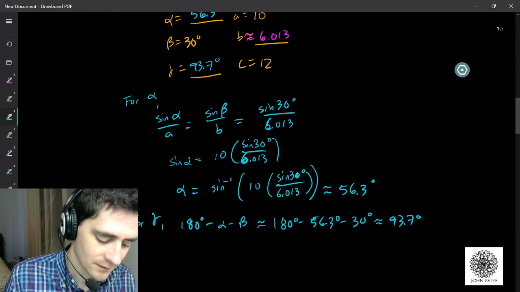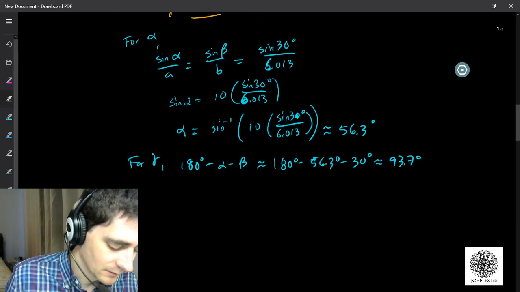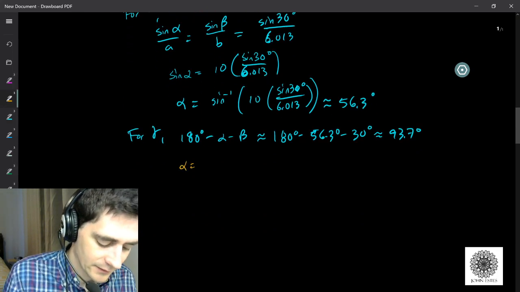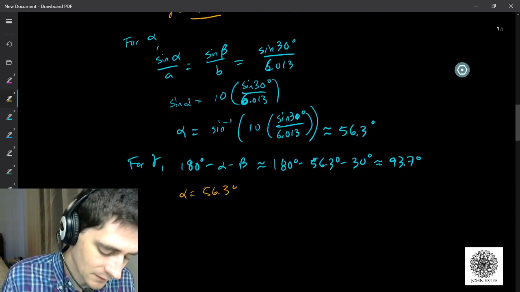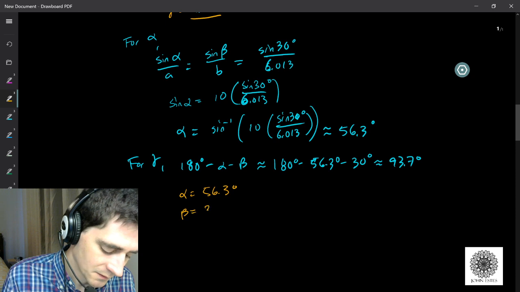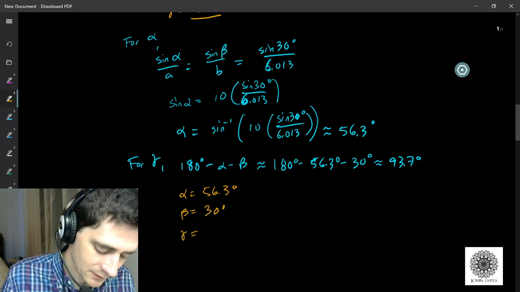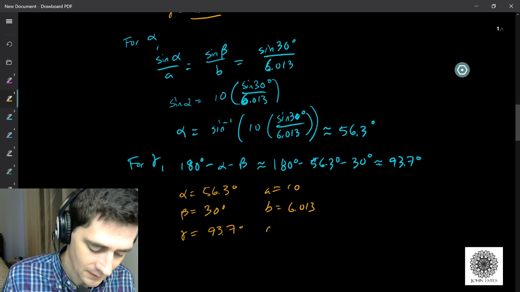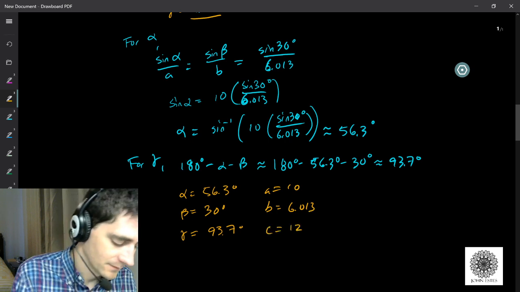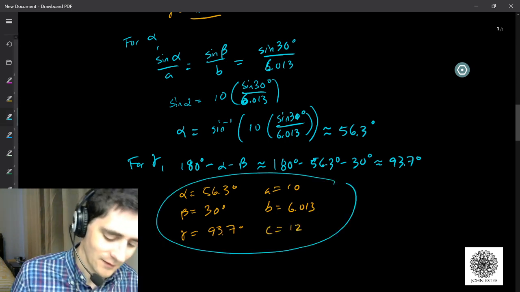All right, so there we have it. We have solved the triangle. So let me write it again down here so I can circle it for your notes. We have 56.3 degrees for alpha. Beta was 30 degrees. Gamma we just found out to be 93.7 degrees. And then A was 10. B was 6.013. And C was 12. There we have it. There is our triangle.